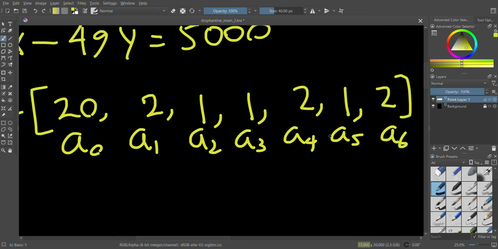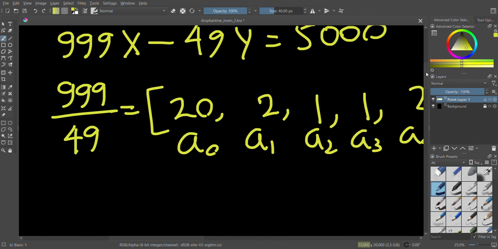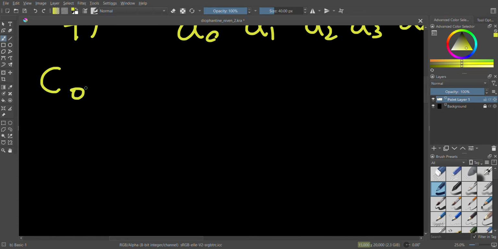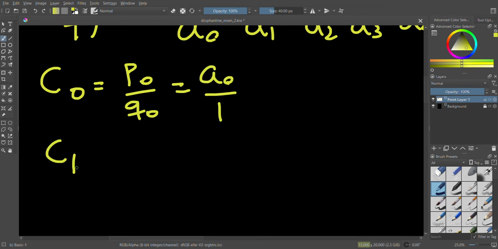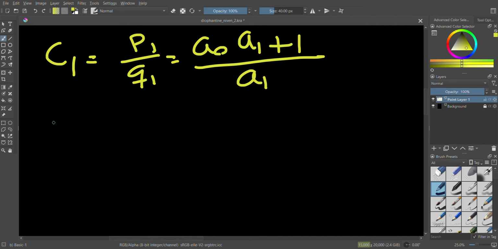Now, the first thing that I'm going to do is write out all the equations just because it's easier for me. So the first convergent is C0, which is P0 over Q0, and this is A0 over 1. Then C1 is P1 over Q1, which is A0 A1 plus 1, divided by A1. Okay, and then I can continue on, and let's see if I have enough space all the way to the bottom.